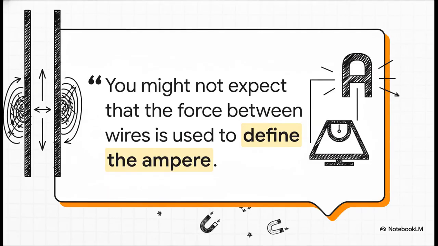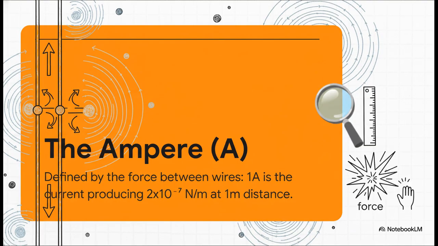Now you might be thinking, okay, that's a neat little side effect, but this force between wires, it's not just some cool party trick. It's so unbelievably precise and fundamental that we actually use it to define one of the most basic units of measurement in all of science. And that unit is the ampere, the amp. And this right here, this is its official, honest-to-goodness definition. An ampere isn't defined by, like, counting how many electrons go by. Nope. It's defined by the force we've been talking about.